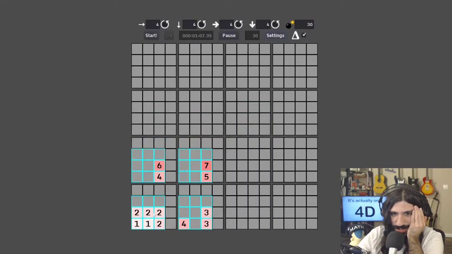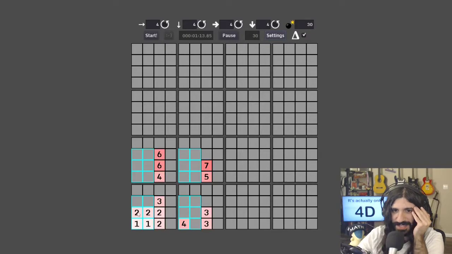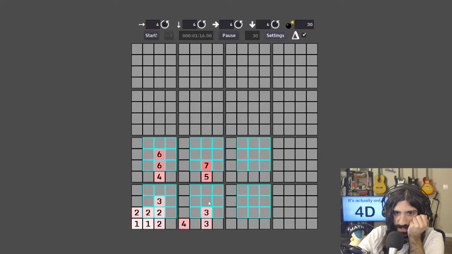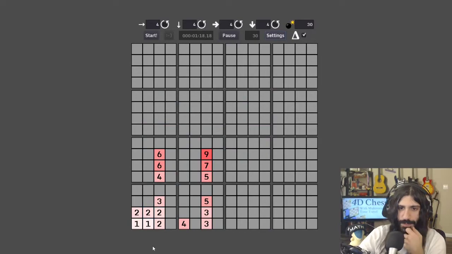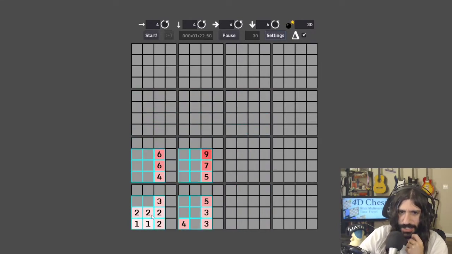These guys are adjacent to the same, except for, and they have the same number. So anything that this guy's adjacent to that this guy isn't adjacent to is cleared, right? Which is these squares. Okay, now we're getting somewhere. How do I ever use this information? Holy shit. Okay, wait.